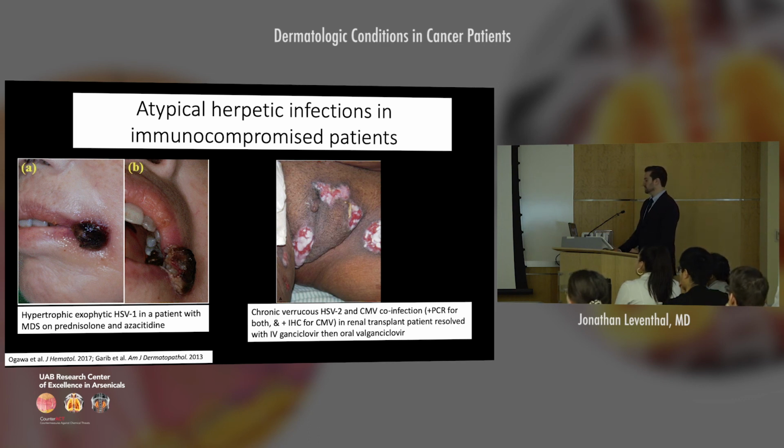This is an example of more of a verrucous and exophytic lesion in a patient who was on azacitidine as well. This is a patient who had a renal transplant, I should say, who had these persistent verrucous plaques not responding to antivirals. Then they did PCR and immunohistochemistry, which was both positive for CMV. It wasn't until the patient's CMV was treated that the lesions resolved. So consider CMV as well, in these unusual ulcerative lesions in immunosuppressed patients.